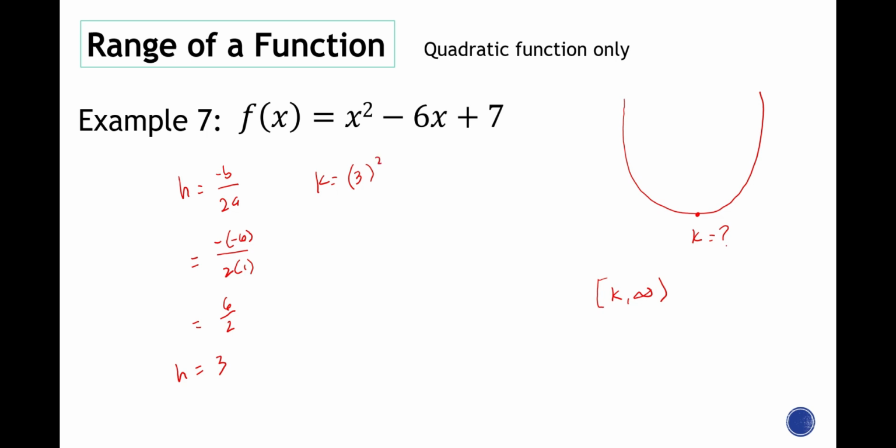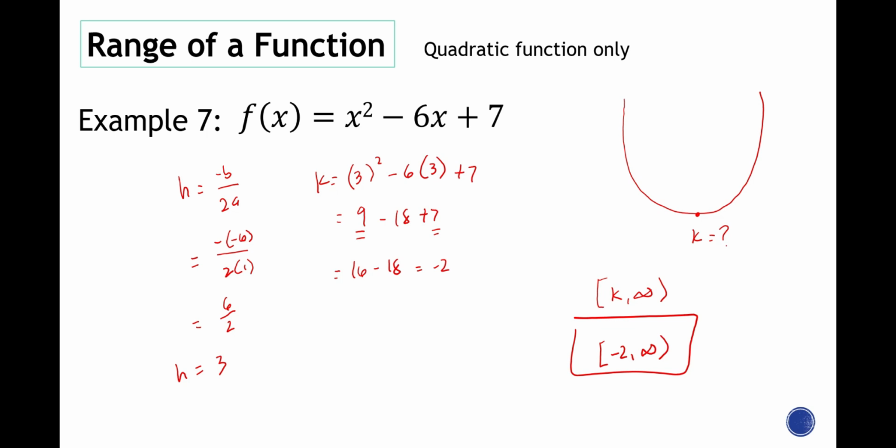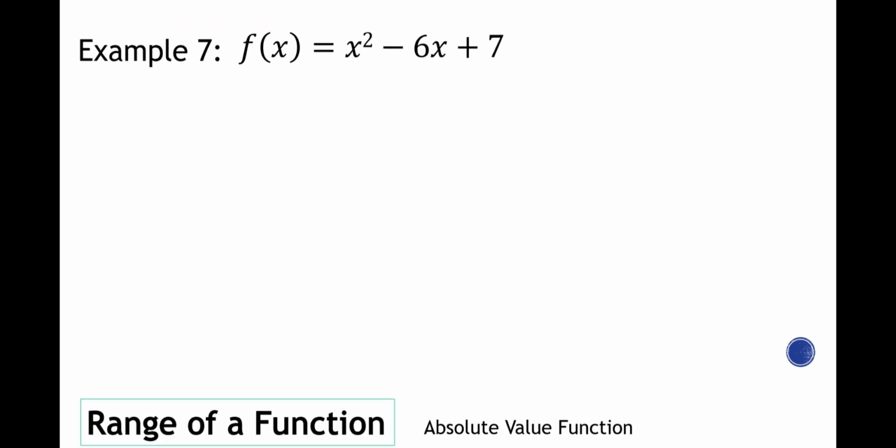So this is 3 squared minus 6 times 3 plus 7. 3 squared is 9. 6 times 3 is 18, plus 7. 9 and 7 is 16. And minus 18, which is equal to negative 2. So negative 2 up to positive infinity is the range of this function. Now let's go to the last two examples.